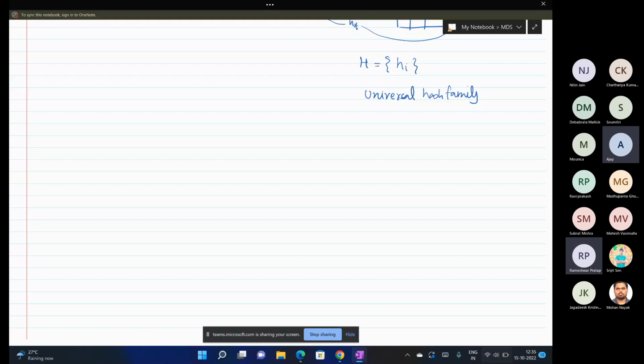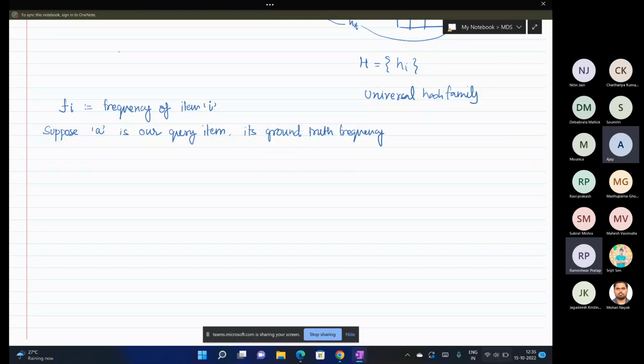Okay, so I'll use this notation, say Fi, to denote the frequency of, say, item i. So suppose A is our query item, and its ground truth frequency is FA. Basically, the actual frequency in the data stream is FA.